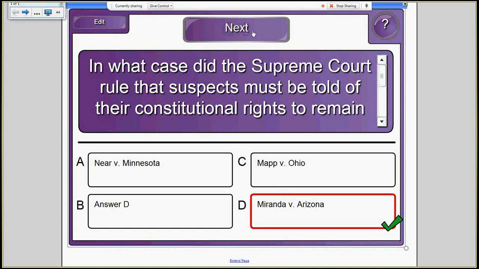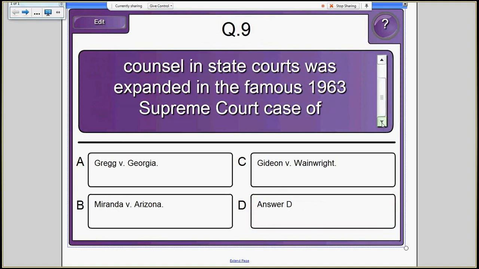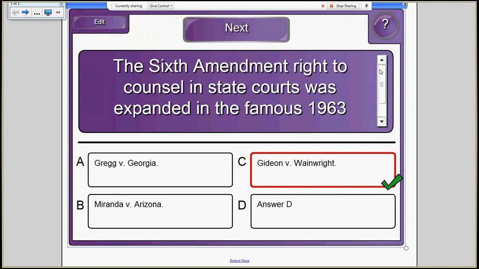Next case, or next issue, Sixth Amendment right to counsel in state courts, which expanded in the famous 1963 case of Gregg versus Georgia, Miranda versus Arizona, Gideon versus Wainwright. Correct answer, Gideon. This Sixth Amendment right, the 6th applied to the state through the 14th, establishes that a suspect should be given an attorney if he is accused of a crime by the state.